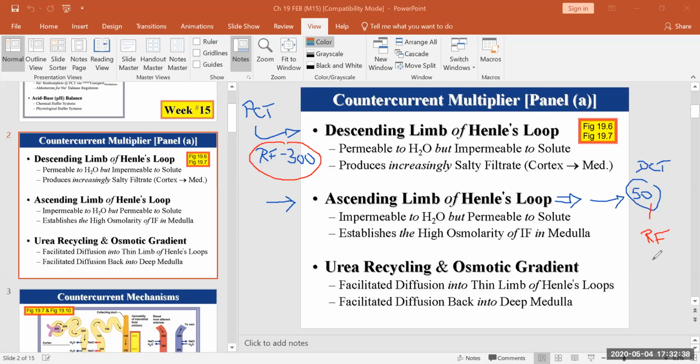So in this case here, even though the osmotic gradient is present, it's not being used yet to concentrate urine. This is a tool that is readily there, and then we'll go on later to see how the body utilizes this osmotic gradient that is present in our renal medulla to concentrate urine.